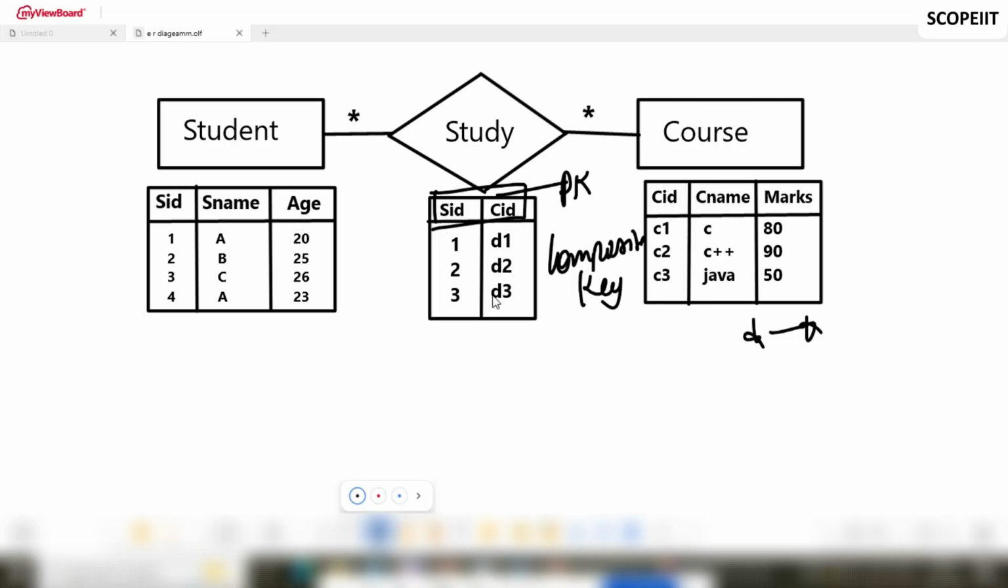Now what about the reduction of the table? Whenever it is a many to many relationship, there is no reduction in the table. Your table will be as it is. We cannot reduce our table into a smaller number of parts for this case. Understood? So make a note, in many to many, there will be three tables. Okay, I hope it's clear. Next.